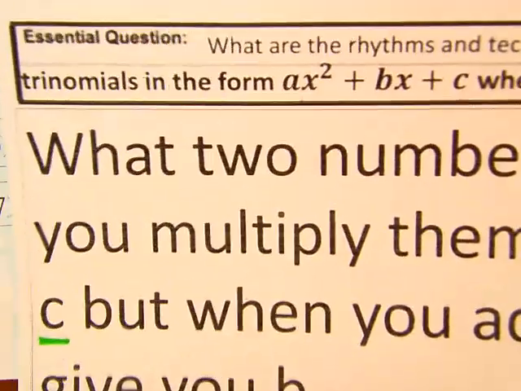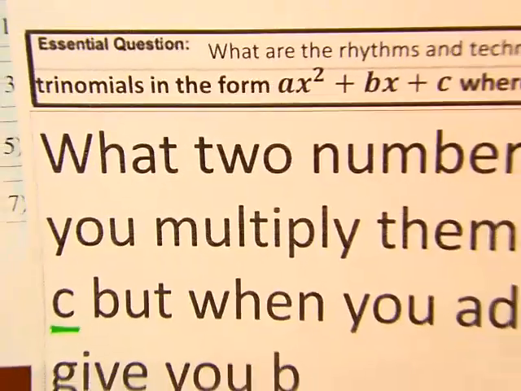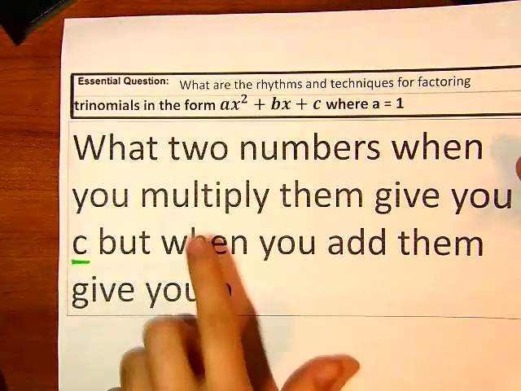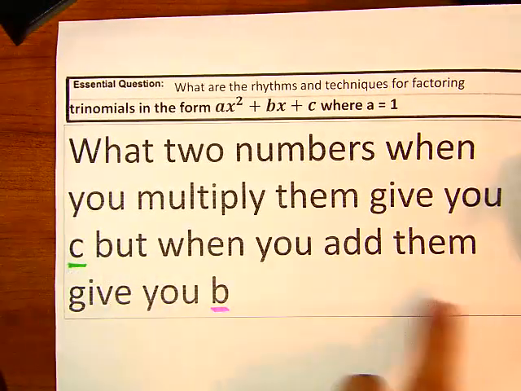Oh, whoops, I gotta zoom out. That was terrible. Oh no, that's zooming. Okay. So what two numbers when you multiply them give you C, but when you add them give you B?